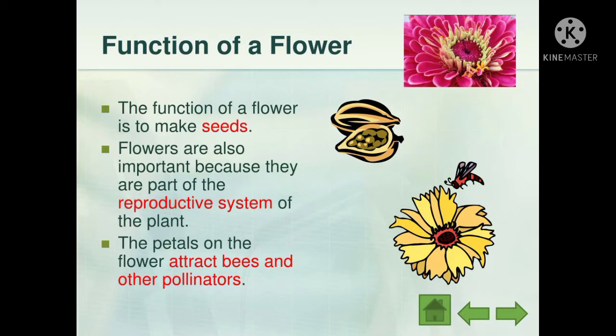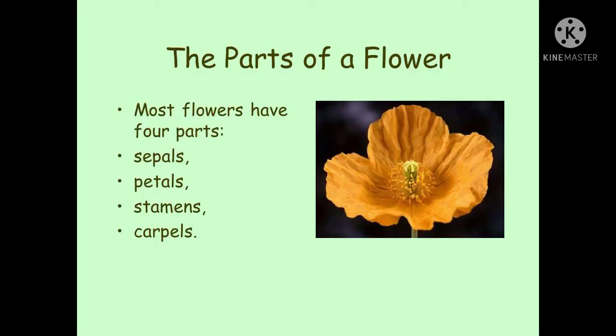First of all, we will see the reproductive organs of the flower one by one, starting with the parts of a flower. There are four important parts of the flower. Most flowers have four parts: sepals, petals, stamens, and carpels. Repeating once again: sepals, petals, stamens, and carpels. These four parts are found in each and every flower.